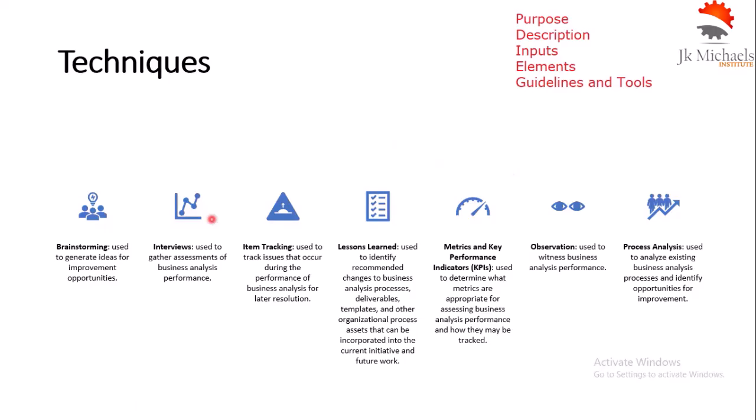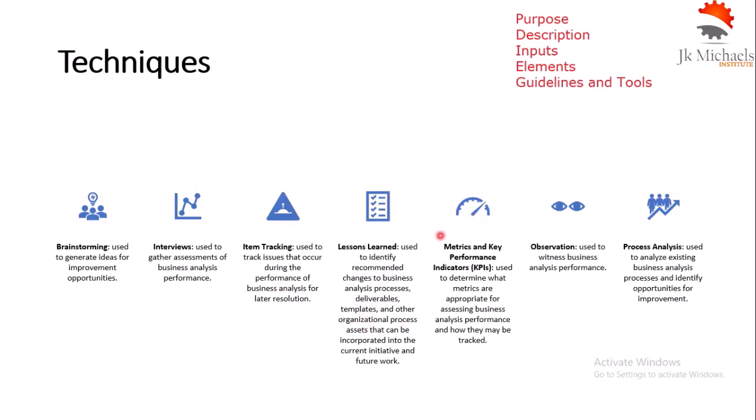And then for the techniques, we use brainstorming to generate ideas for improvement. We use interviews to gather assessment of how well our BA work is performing. We use item tracking to track issues that happen during the performance of business analysis tasks, and we will need to resolve them, of course. Lessons learned, we use it to identify and recommend changes to business analysis processes, deliverables, templates, tools, and other process assets, right? We can incorporate lessons learned into our current work or use them in future work.